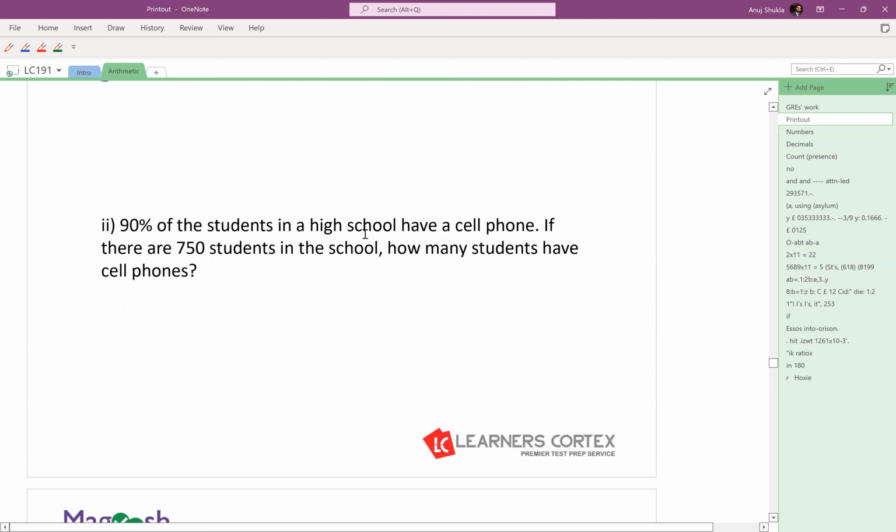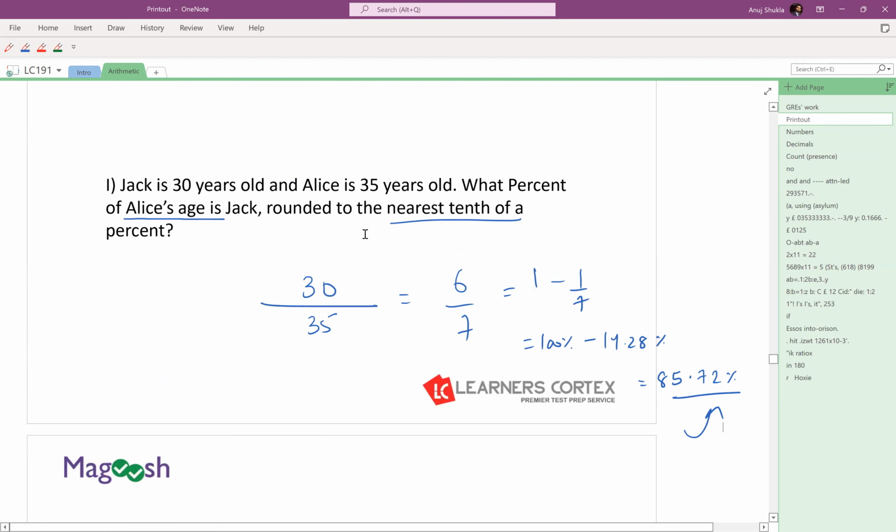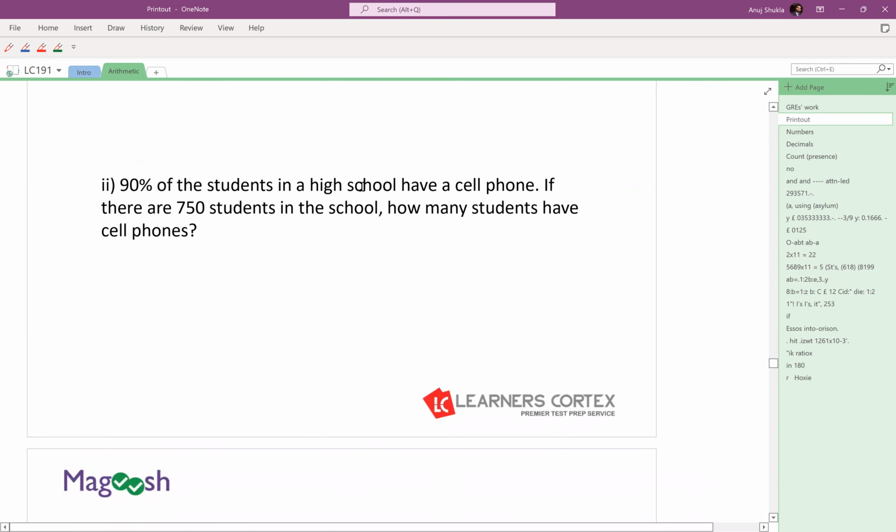For the nearest tenth of a percentage, you will only take 85.7, right? I have written the whole percentage. If they are asking about the nearest tenth, then you can take 85.7. So remember, after the point, this is the 10th position, this is the 100th position. If they're asking about the 100th, then 85.72 you can take, but only 10th means 85.7. Try this question.